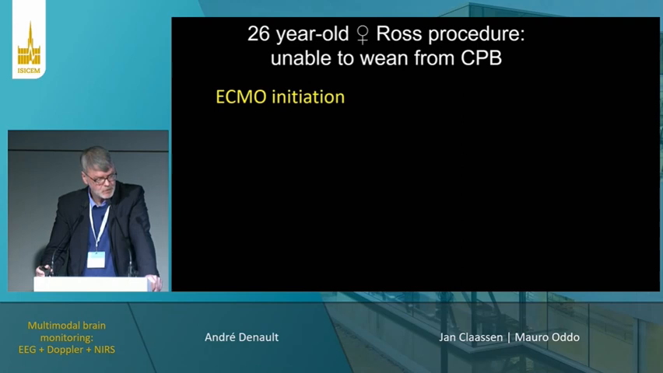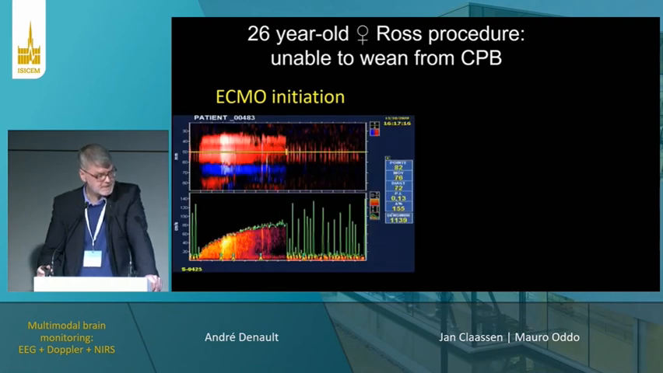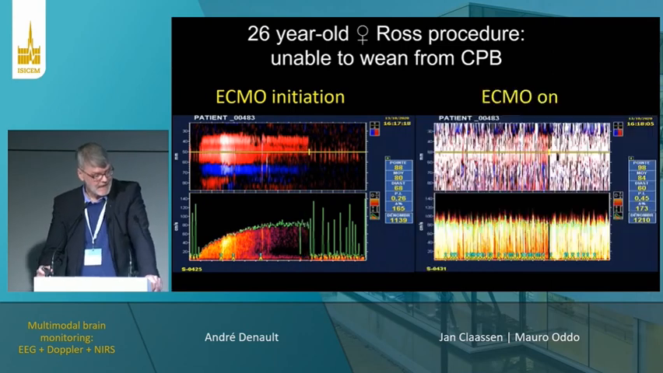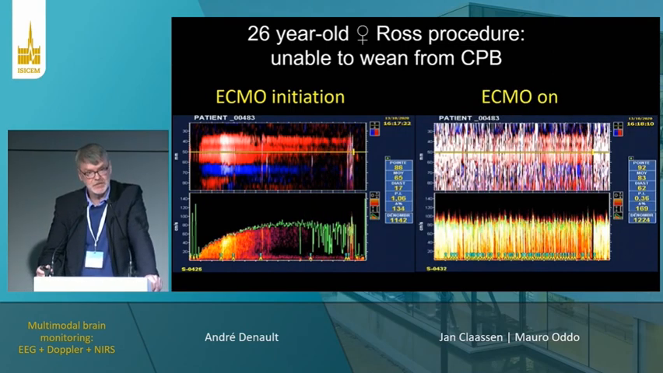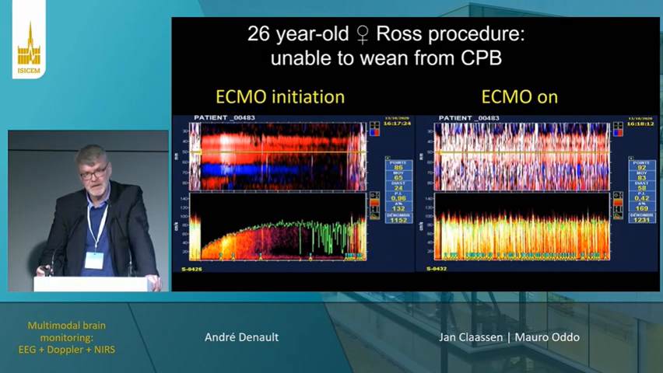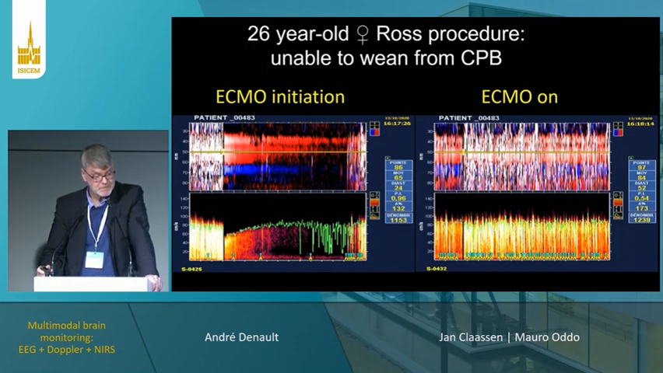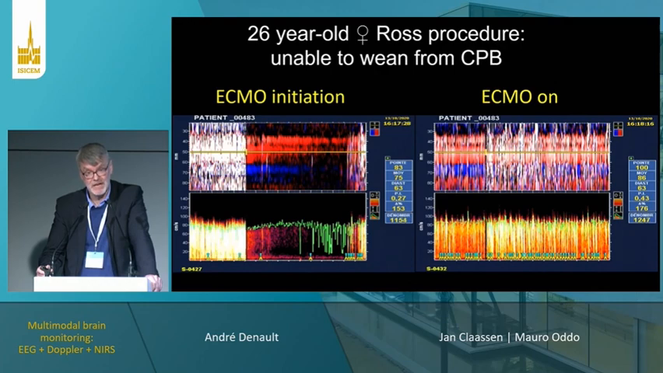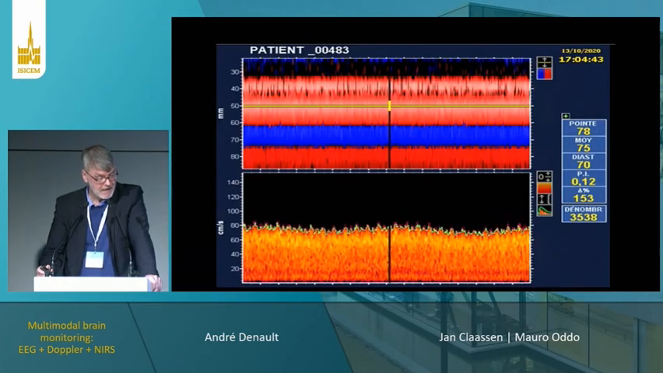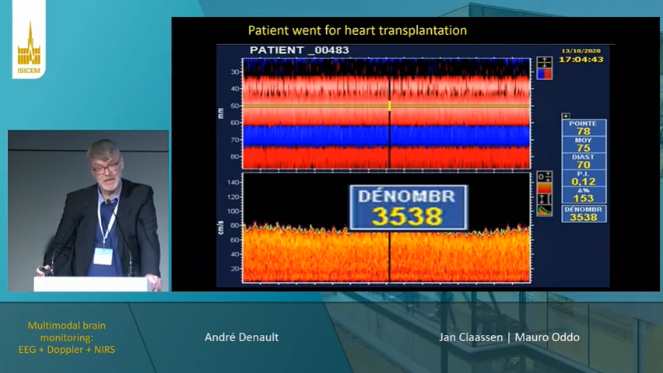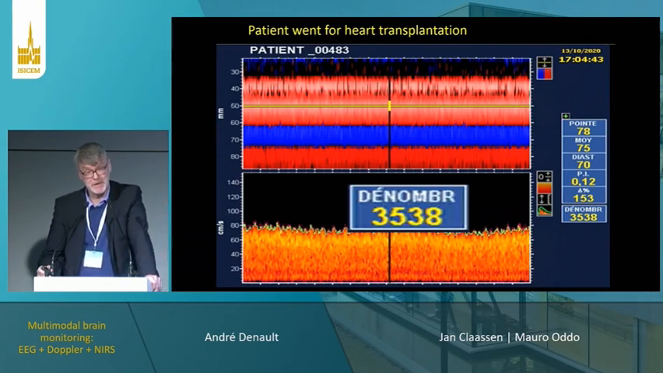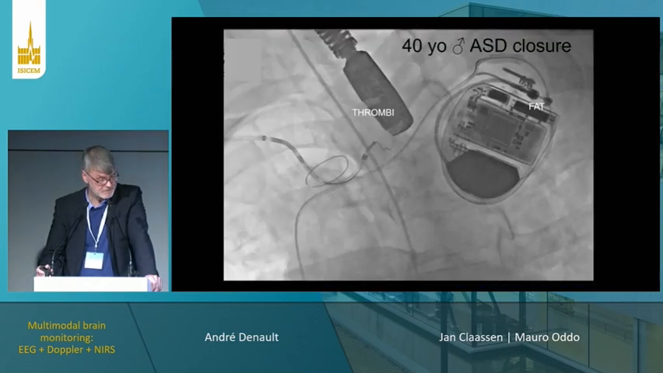This is a 26-year-old woman who came for a ROS procedure. We're unable to wean her from bypass. We had to go on ECMO. And unfortunately, when you use transcranial Doppler on ECMO and you initiate ECMO, there are not many filters on the ECMO. So these patients have a lot of emboli when we initiate ECMO. And in fact, indeed, this patient had more than 3,000 hits, and we were unable to wean her from ECMO, and she had to go for heart transplantation after a ROS procedure.